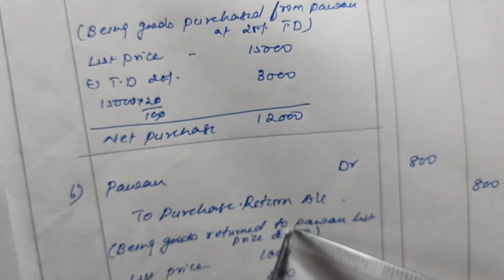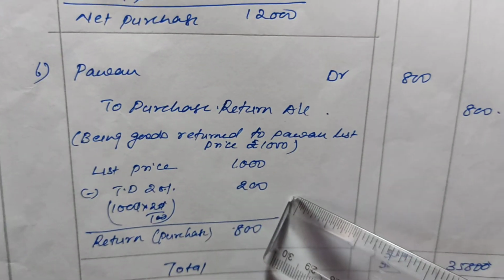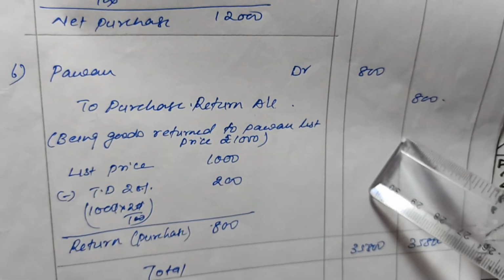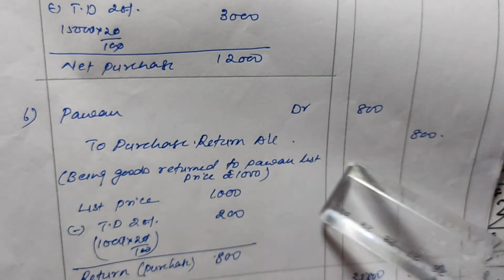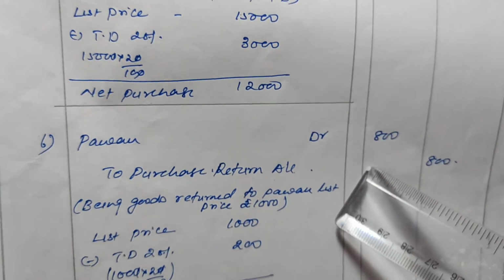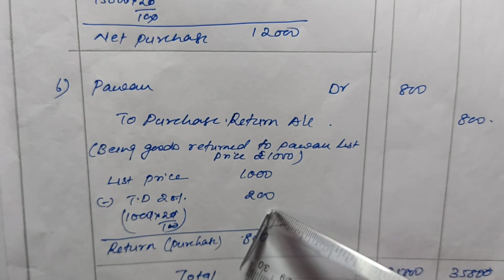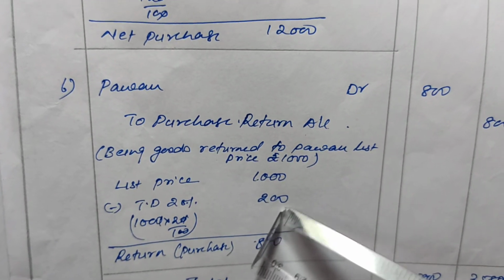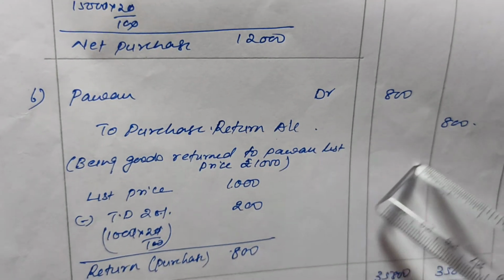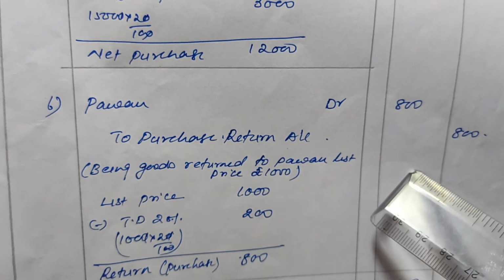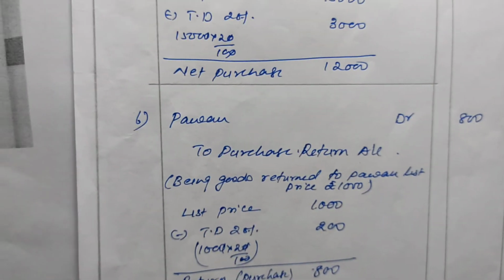What will be our journal entry? Pawan debit to purchase return, and for the amount we have to deduct the trade discount and write. So whenever the goods are returned and list price is given, you have to deduct the trade discount from the list price, then write the amount. In this way we have to do the journal entry of discount.